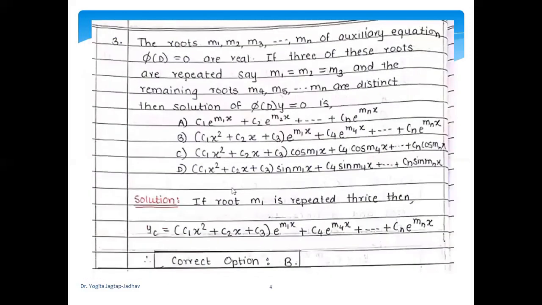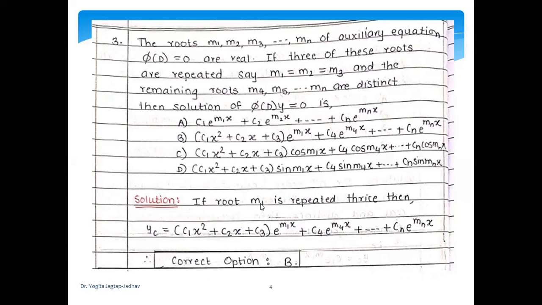Now let us proceed to the next example. The roots m1, m2, m3 and so on mn of auxiliary equation phi of D equal to 0 are real, and if three of these roots are repeated, say m1 equal to m2 equal to m3, and the remaining roots m4, m5 and so on mn are distinct, then the solution of phi of D operating on y equal to 0 is, from these four options, we have to choose the one correct option.